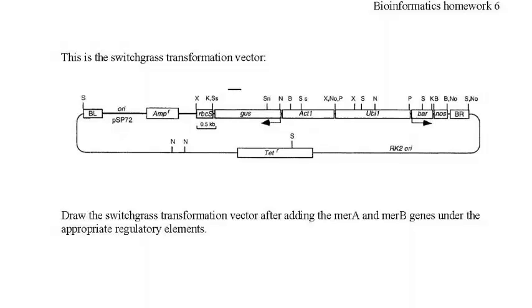Using these components in the backbone vector, you are to design a transformation vector containing the MER-A and MER-B genes regulated by appropriate promoters. The vector should have origins of replication, an antibiotic resistance gene for selection in microbes, a herbicide resistance gene for selection in plant cells, and tDNA borders. If possible, MER-A and MER-B should be regulated by different promoters, but you can use the same terminator on different genes. Simply draw this vector, label the components, and you're done.